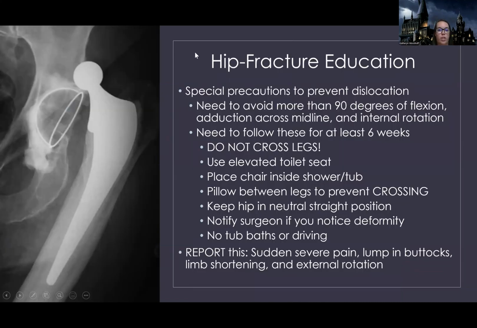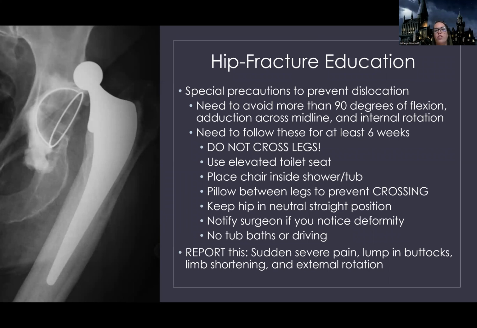So I told you there was special education for these patients. We really want to prevent dislocation. This picture shows how the prosthetic went above the ball joint. In order to prevent that, we don't want them at 90 degrees of flexion or more. We don't want them to cross their legs or have adduction across the midline or any internal rotation, because that can also lead to the popping out of their hip.